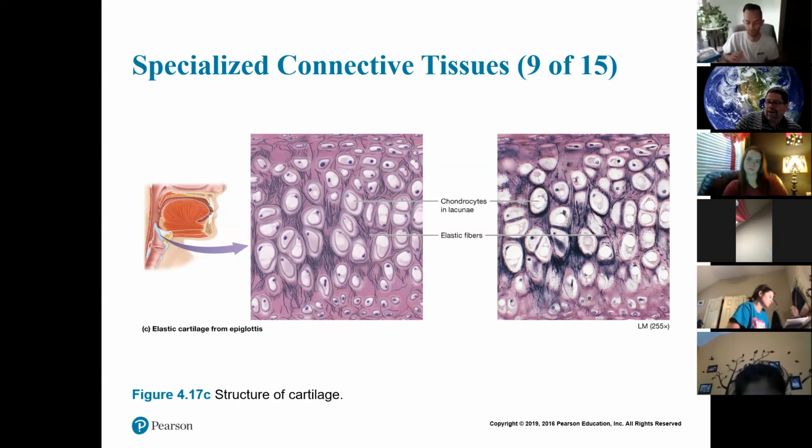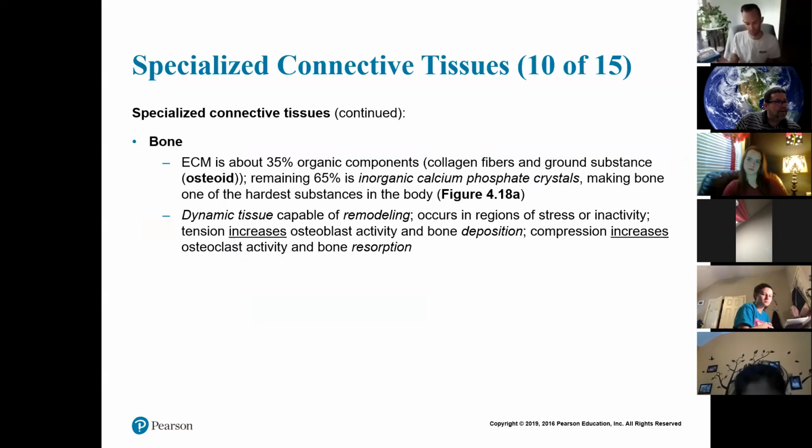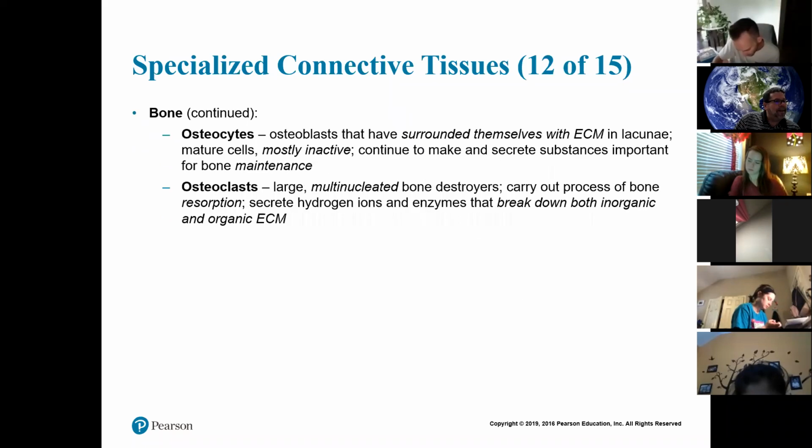I think we'll look at our lab pictures a little bit different than these. And then specialized connective tissues include bone. We've got a whole chapter looking at bone. Bone is 35% collagen, 65% calcium phosphate crystals. So it has both protein, collagen fibers, and these calcium phosphates. Here's what it looks like.